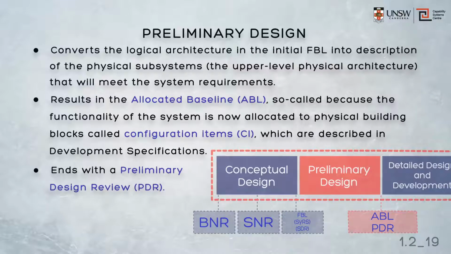The PDR, again amongst many other things, formalises the allocated baseline. Now it ensures that the design effort that preceded was appropriate, that it focused on the appropriate level of physical design, and it ensures the technical adequacy of the proposed solution. It also focuses on technical risk and makes sure that the solution proposed in the ABL matches the functional baseline. Preliminary design also investigates the interfaces between configuration items and the compatibility of each of those configuration items.